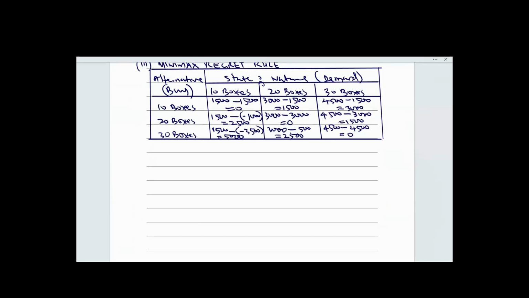So step 3 says you should construct a new payoff table known as Savage regret table. So I would then say Savage regret table.